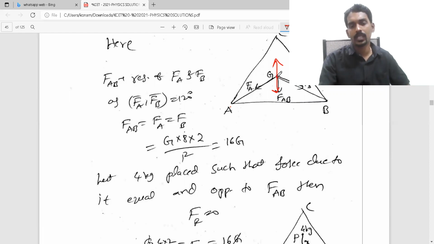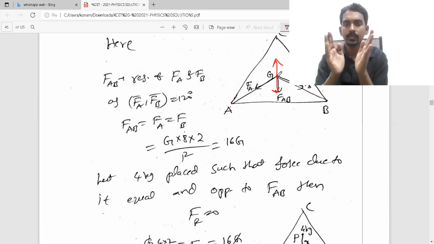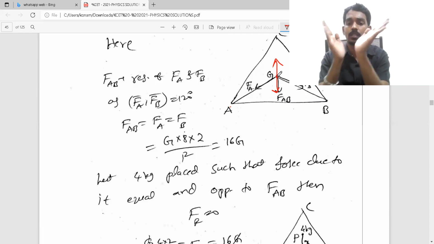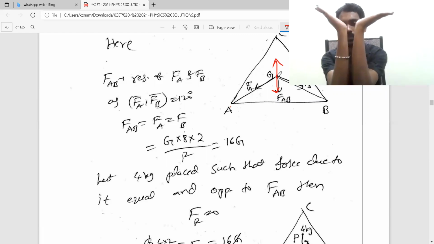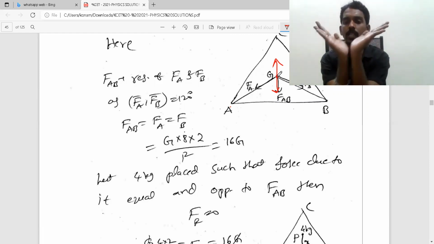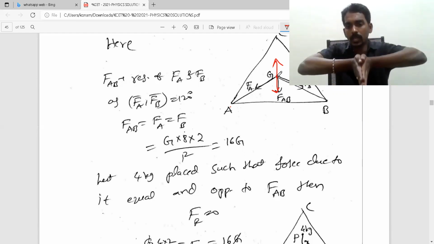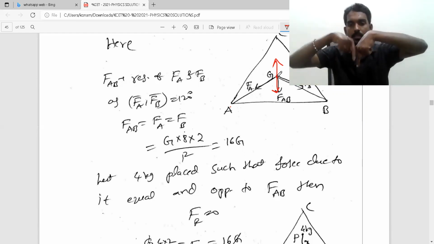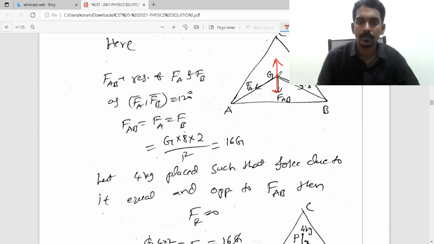If three equal vectors are at 120 degrees like this, you consider this one, this one, this one, then the resultant will become 0. So here only two are there. Their resultant is up. Then the third one's resultant must be equal and opposite, meaning downward, so that these two resultants are like this and the third one should be like this.